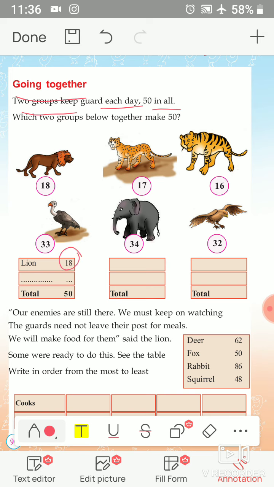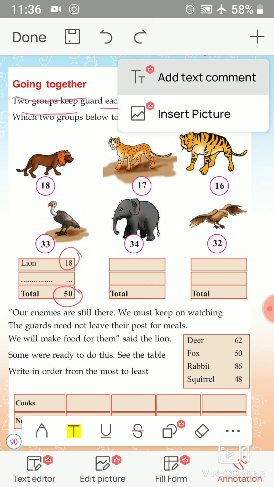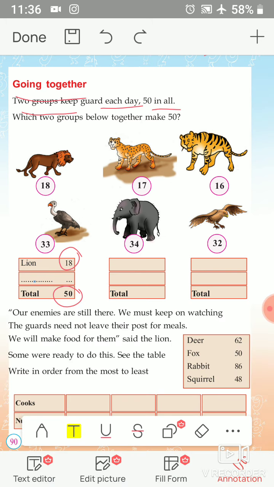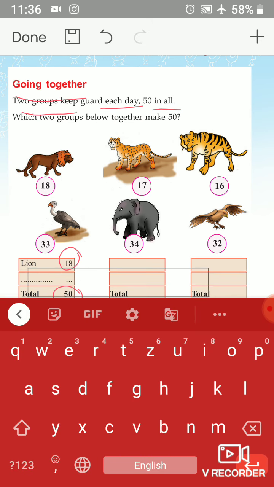Lions. How many lions are there? 18 lions. We can make 50. Then which number can we add to make 50? Yes, 32. 32 eagles. So all of you write here: 32 eagles.